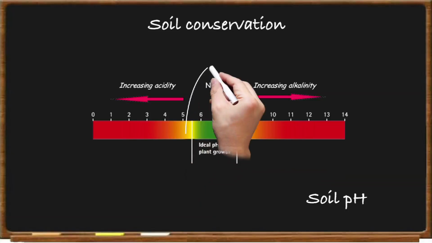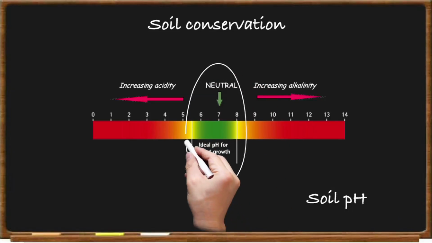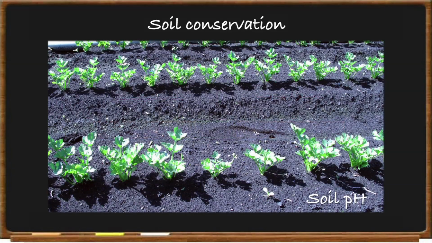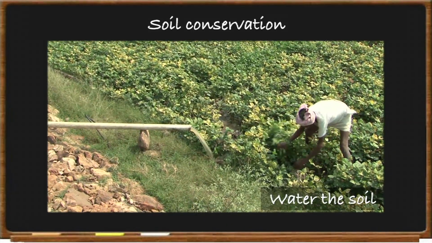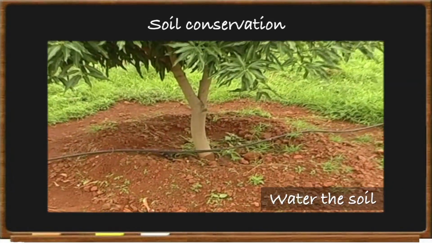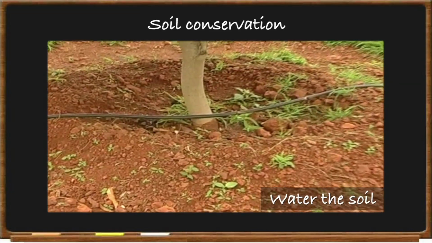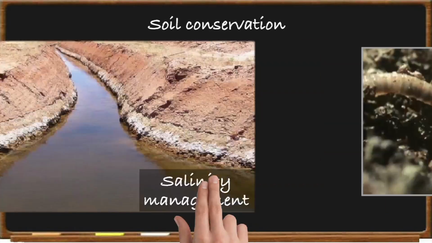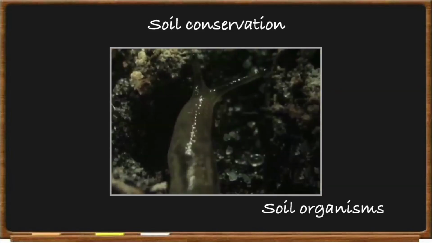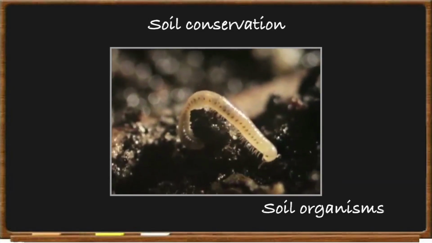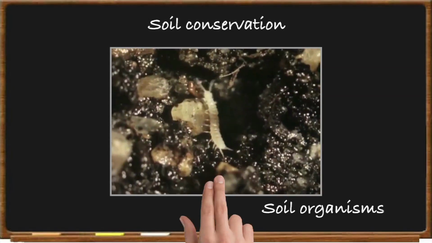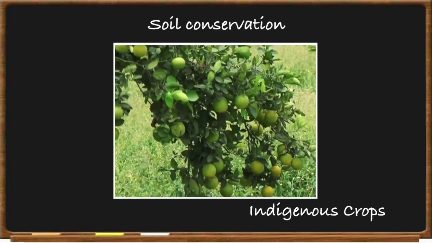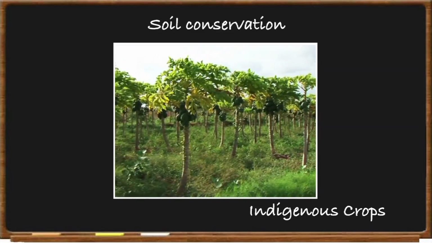The maintenance of the most suitable value of pH is essential for the conservation of soil. Watering the soil along with the plants is a way to prevent soil erosion caused by wind. Salinity management. Organisms like earthworms and others benefiting the soil should be promoted. Planting of native crops is known to be beneficial for soil conservation.